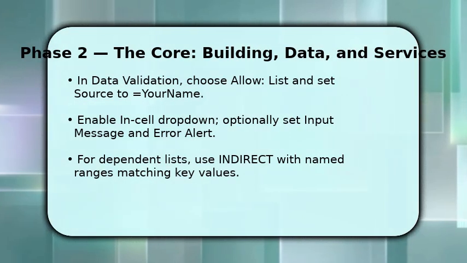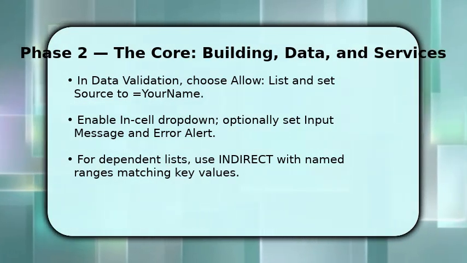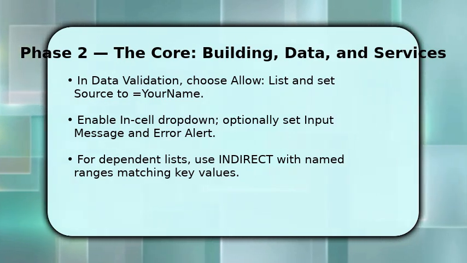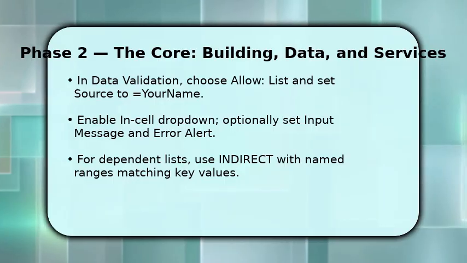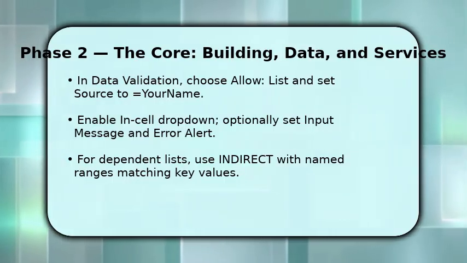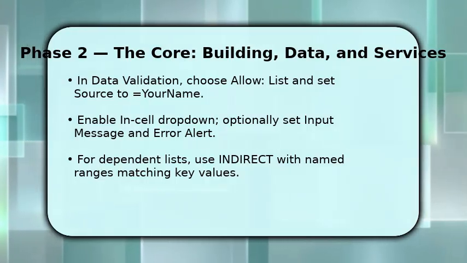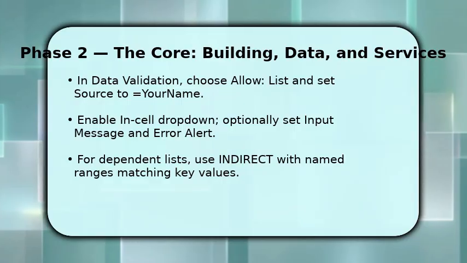Once you choose List, you must tell Excel why and how to validate. Set Source to equals your named range so changes to the source automatically update options. Make sure In-cell dropdown is checked so the arrow appears. Then optionally add an input message to guide users and an error alert to block invalid entries.